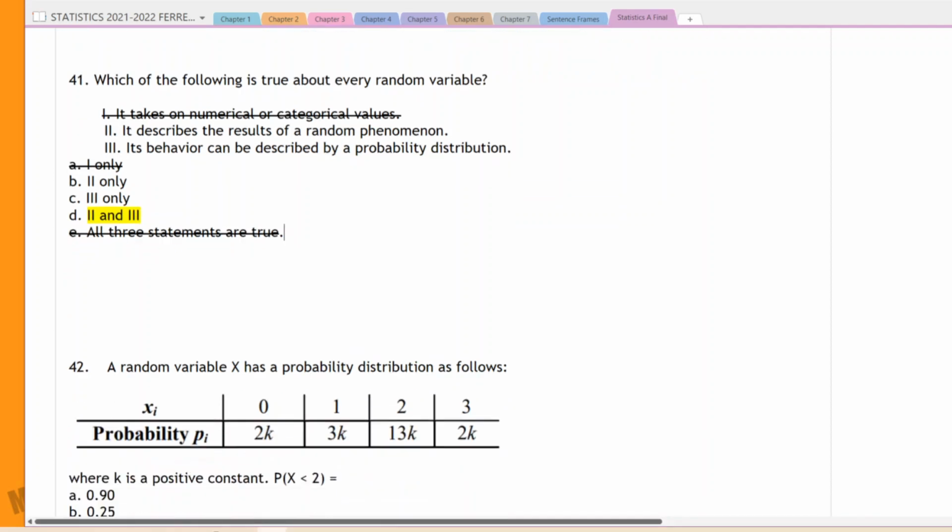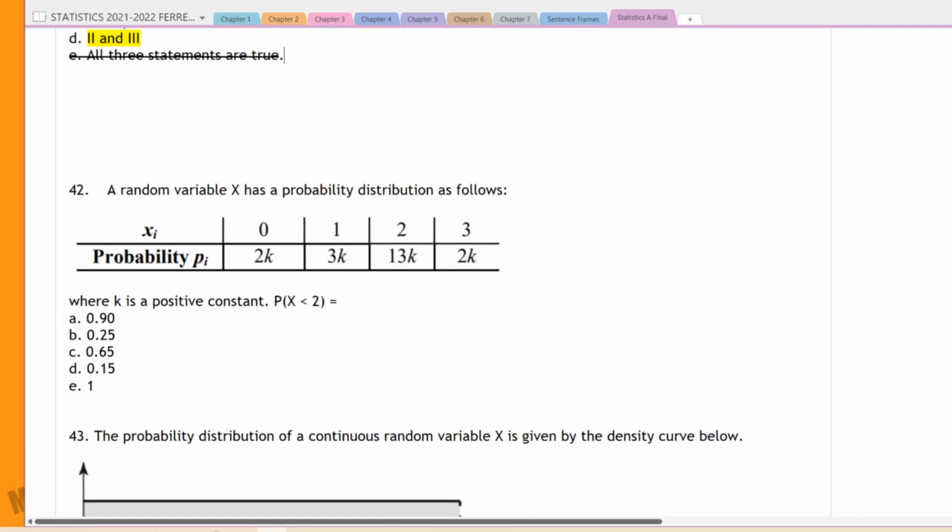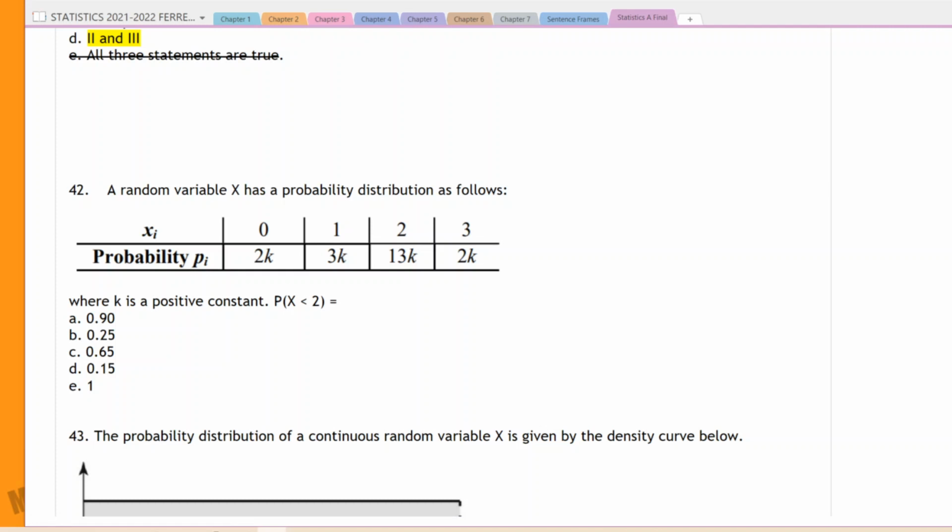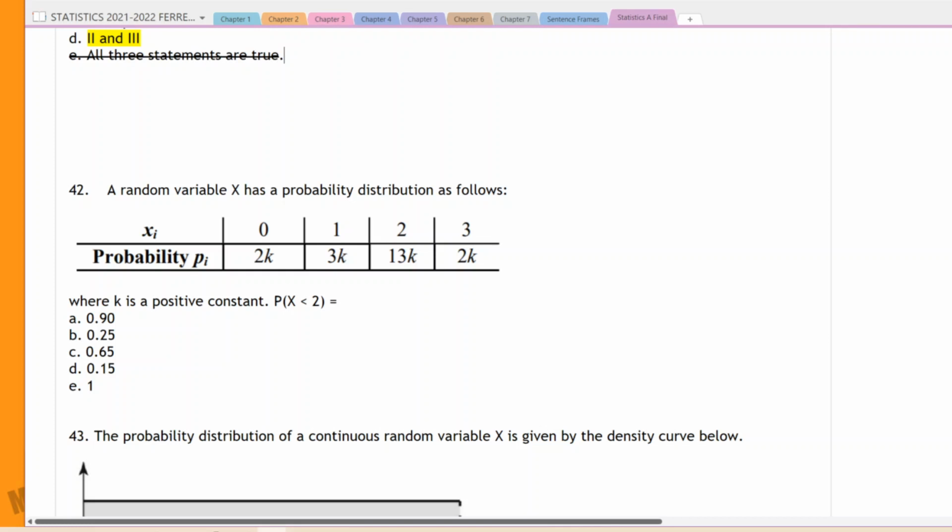Moving it over to the next one, number 42, we have a random variable x has a probability with the following description. So here we have a lot of probabilities that do not have any numerical value. Instead, they are algebraic: 2k, 3k, 13k, and 12k. So our first task here is probably going to be figuring out what is the value of k.